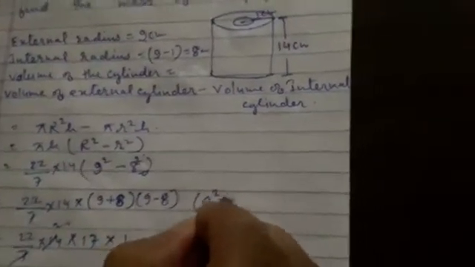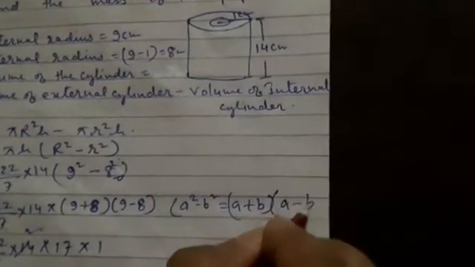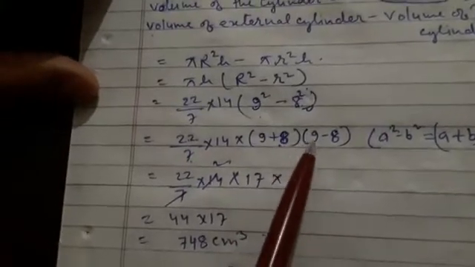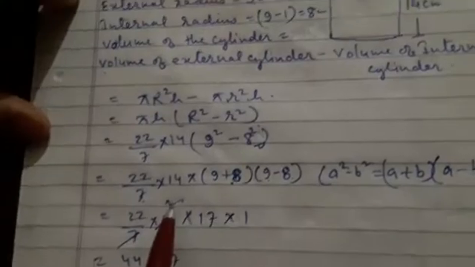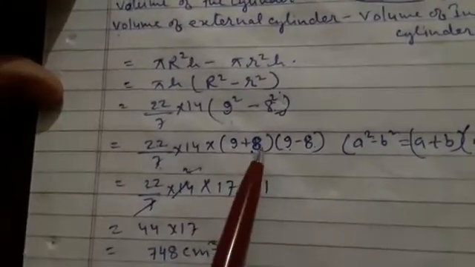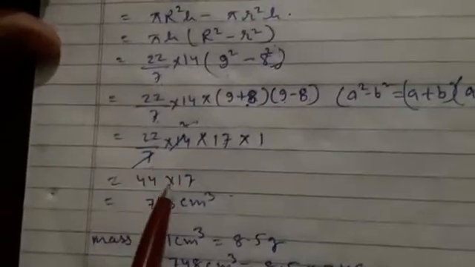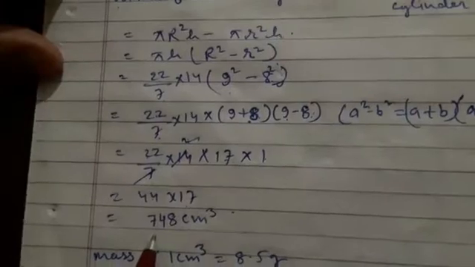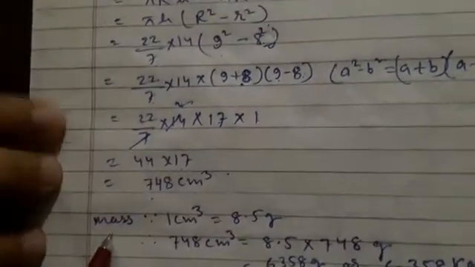A square minus b square is equal to a plus b into a minus b. So we will write 9 plus 8 into 9 minus 8. So 7 into 14, 22 into 2 into 9 plus 8 is equal to 17, 9 minus 8 is equal to 1. So 22 into 2, that is equal to 44 into 17, which is equal to 748 cubic centimeter. Now mass, let us find out the mass.